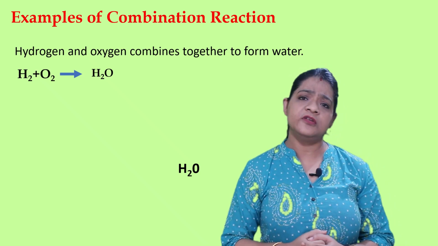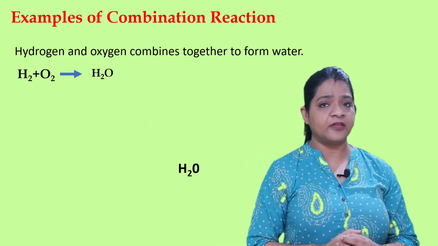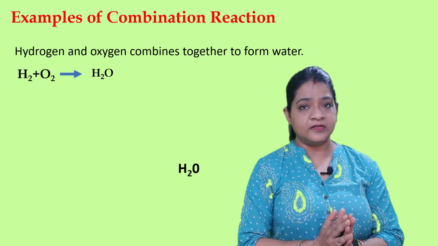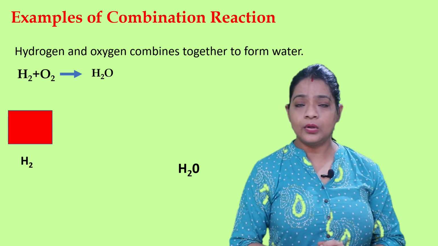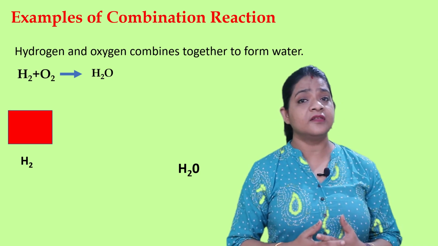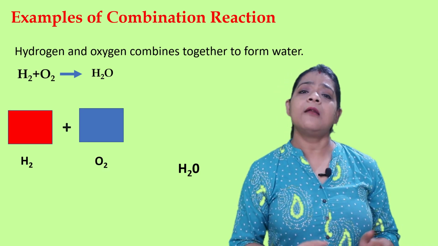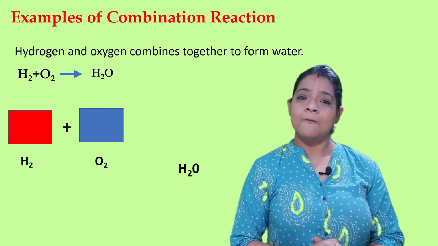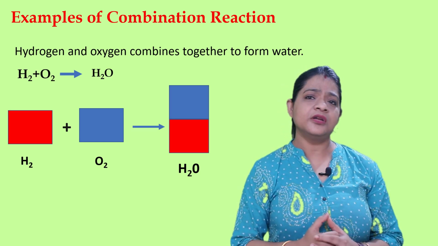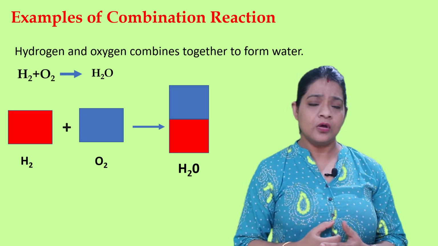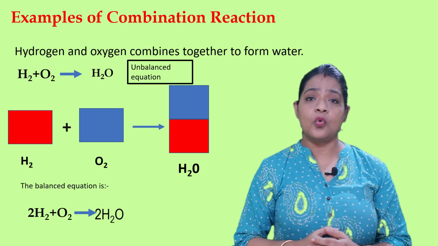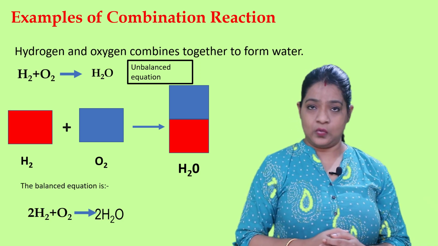Now let's visualize this in the form of graphical representation, where the red square represents the hydrogen molecule, the blue square represents the oxygen molecule, and both of them combine together to form the water molecule. The equation here is not balanced though. So the balanced equation is 2H2 plus O2 gives 2H2O.